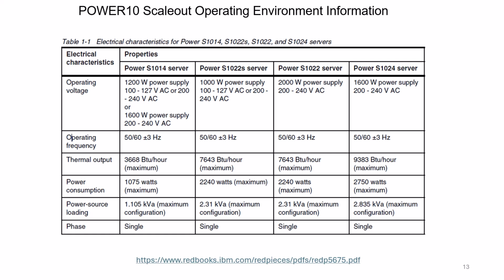If you look in the red book, what you'll see is there will be an operating environment information section. And in this case, this is the red book for the Power 1014, 1022, 1022S, and 1024. So you can see it gives you the different wattage for the power supplies. It tells you how many BTUs an hour, it tells you what the wattages it will draw, and it gives you the kVAs for the maximum configuration. These are the numbers that I use when I'm doing my power planning.